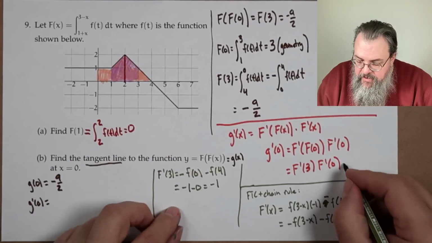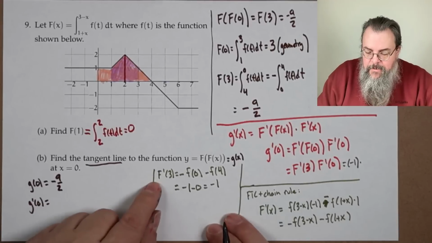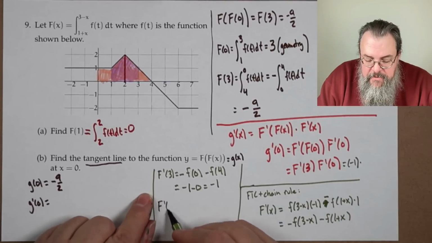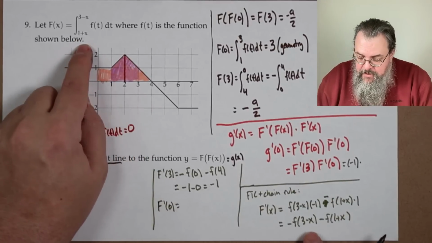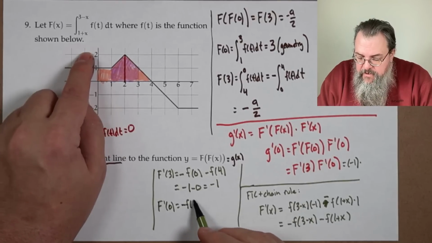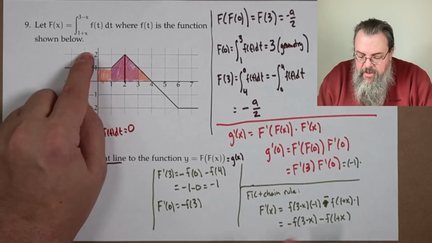Okay, so this equals negative 1 times, what is f prime of 0? All right, f prime of 0. Come up to our diagram. And according to this, we're going to have minus f of 3. Sorry, I was pointing to the wrong place. F of 3 minus f of 1.